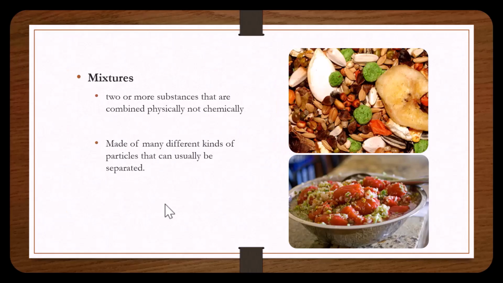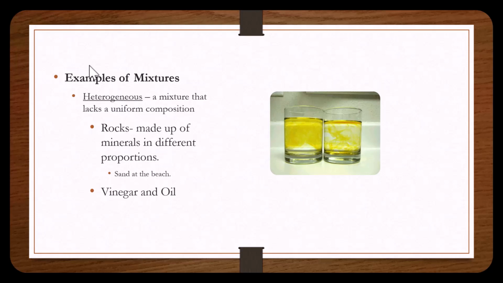A mixture is two or more substances that are combined physically but not chemically. They are made of many different kinds of particles that can usually be separated. A mixture that lacks uniformity in composition is called heterogeneous. An example of this would be a rock. A rock is made up of minerals in different proportions. Another example of a heterogeneous mixture would be vinegar and oil. A mixture with vinegar and oil would not be the same throughout the composition.